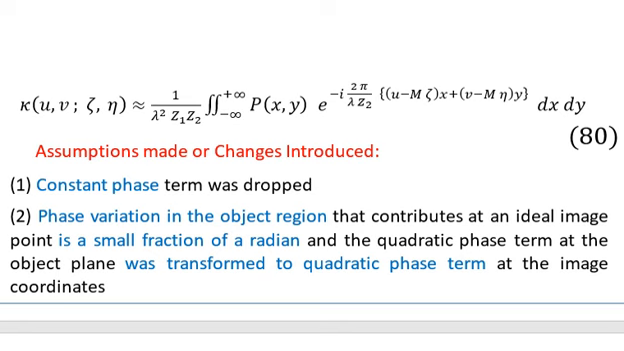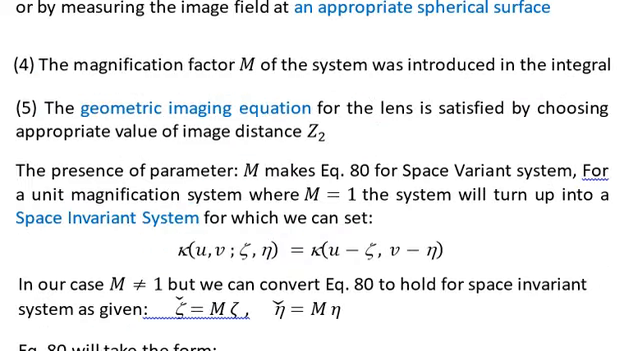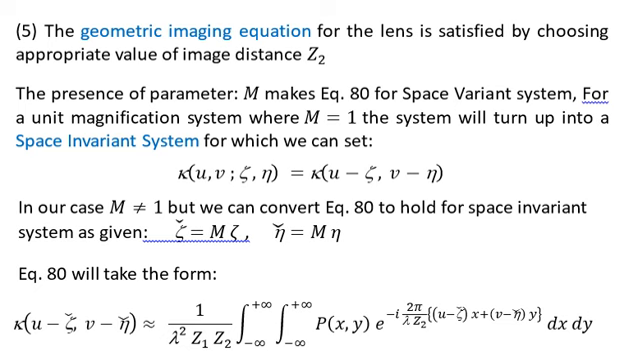If m is not present, then we would have u minus zeta and v minus eta, because if m is unity or m is not present, then this equation will hold for the space invariant system. But due to the presence of m, the equation will hold for a space variant system. For a unit magnification where m is equal to 1, the system will turn into a space invariant system for which kappa of u comma v semicolon zeta comma eta can be set equal to kappa of u minus zeta and v minus eta.